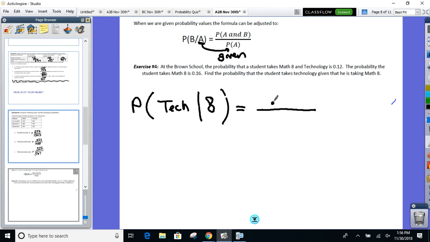0.12. You don't have to change that into a fraction. You can just leave 0.12. What goes on the bottom? The given. What did I give you on this one? What's the given part? Given they are already in Math 8. So what's the chances they're in Math 8? 0.16.